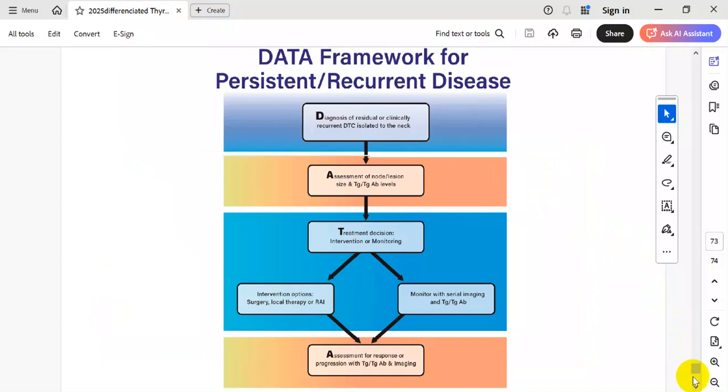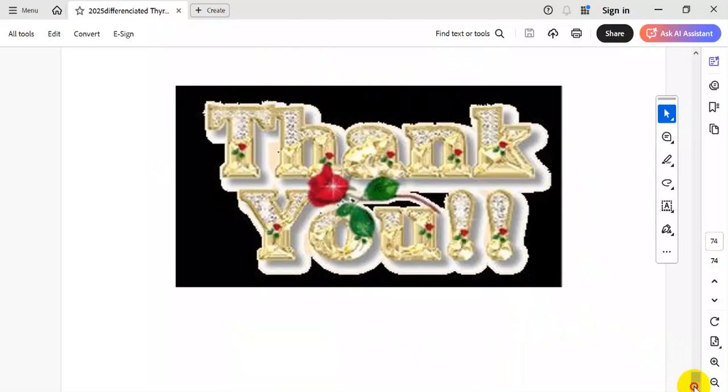And so the diagnostic is residual or clinically recurrent DTC isolated to the neck, assessment of nodal lesion size, thyroglobulin antibodies, treatment options and interventions and monitoring, and assessment of response or progression with thyroglobulin antibodies. Thank you.